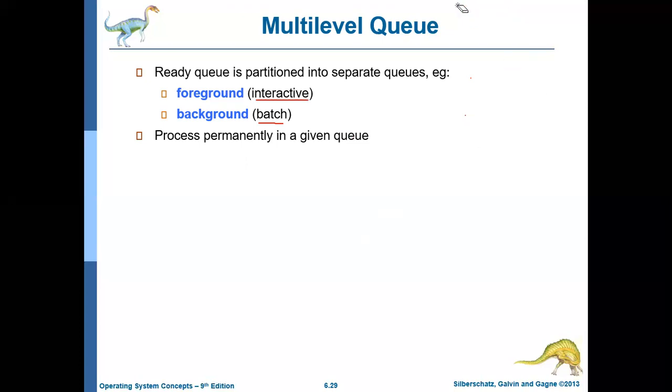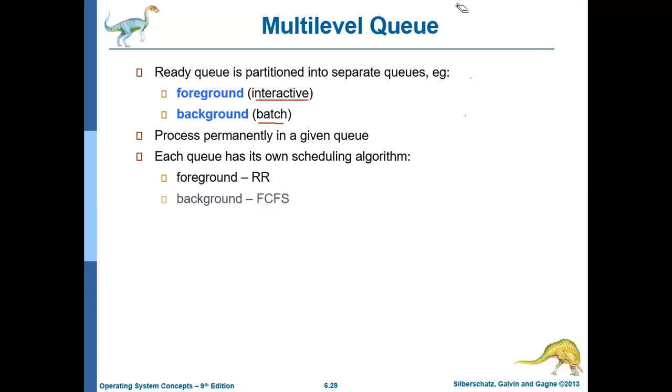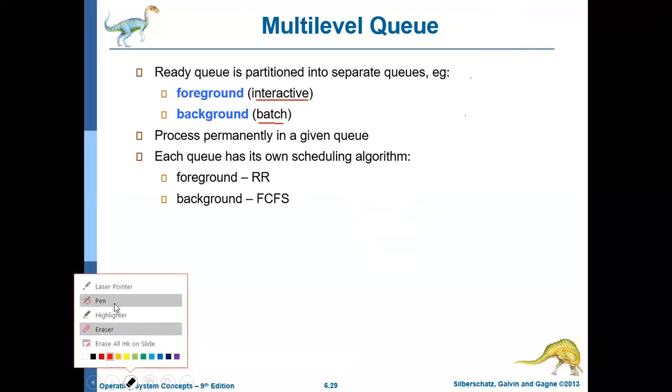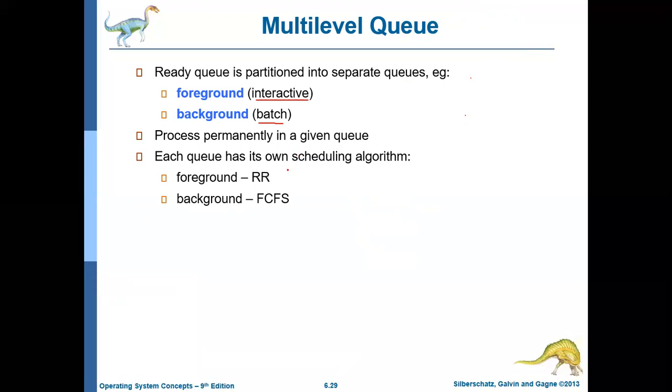The processor will be permanently assigned to a given queue, and each queue will have its own scheduling algorithm. It is not that all queues should follow the same scheduling algorithm. Maybe the foreground process, the process kept in queue naught, may follow the round robin scheduling algorithm, and the background process kept in Q1 may follow the FCFS scheduling algorithm.